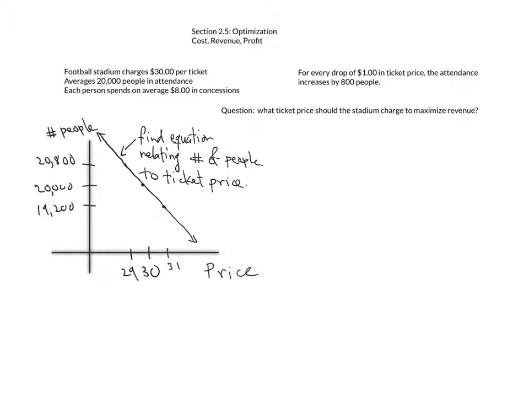Now, we know the slope, because if you increase the ticket price by $1, the number of attendees goes down by 800. And if you decrease the ticket price by $1, the number of attendees goes up by 800. And so the slope should be negative 800. So the slope of this line is negative 800.